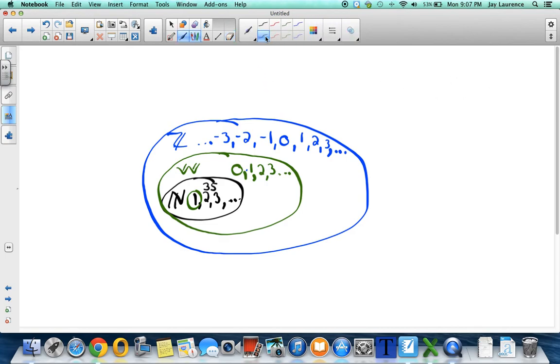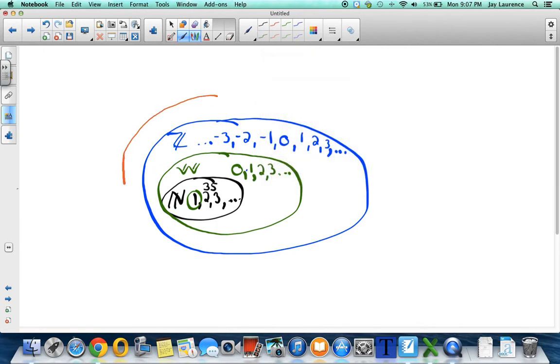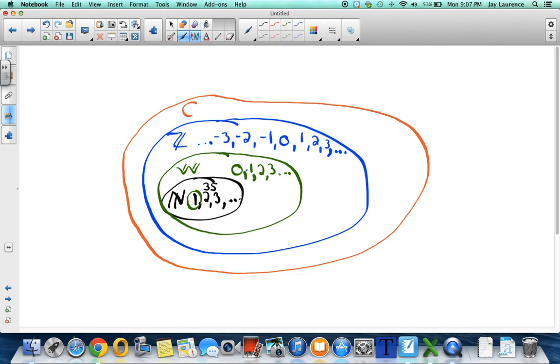Okay, now after that, we talked about the rational numbers. And the rational numbers have their own circle. And they include all the previous numbers, but they also include fractions of integers, meaning you have to use 2 integers to make the fraction, or decimals that did 2 things. They either ended or repeat.